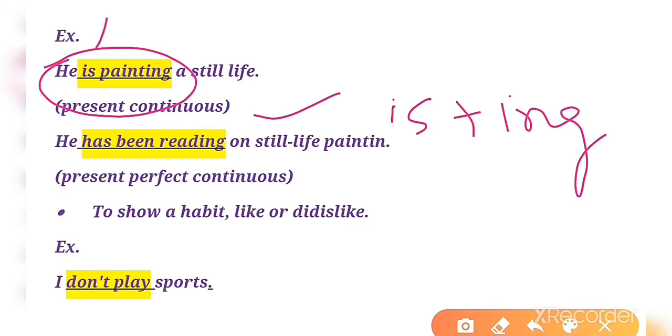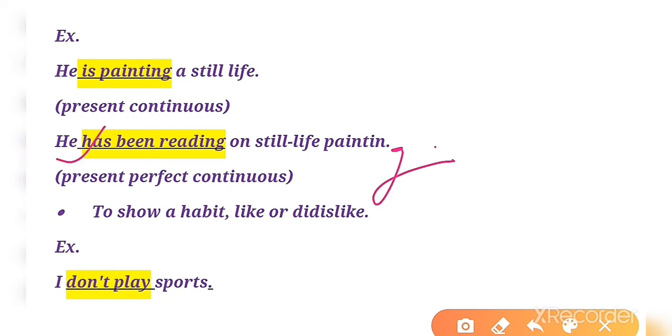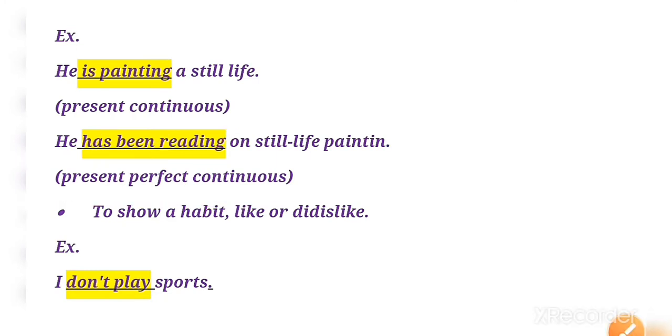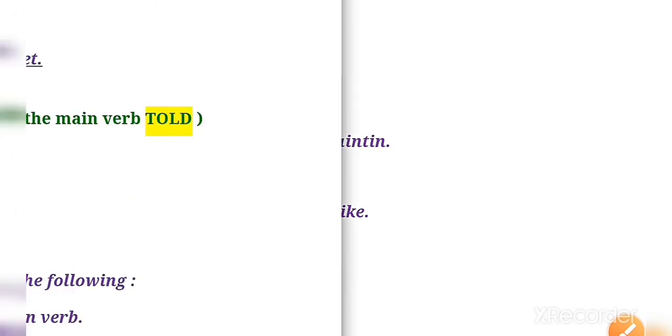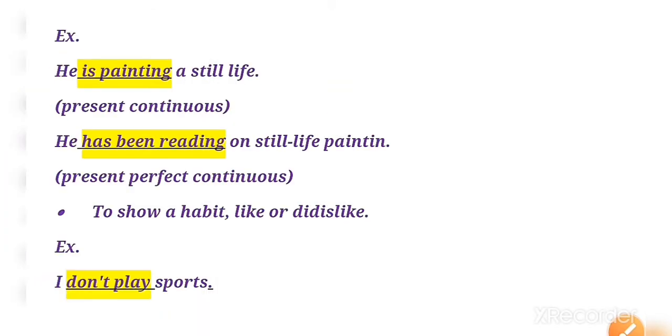Again we will be seeing the next example, that he has been reading on still life painting. So here has been, and then after reading. So has been reading is showing the tense which is present perfect continuous tense. So it is very clear how it shows a tense of the main verb, by seeing these two examples.